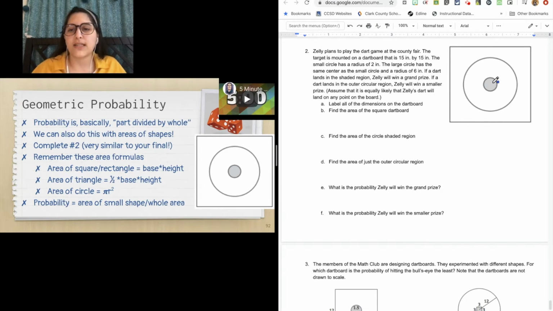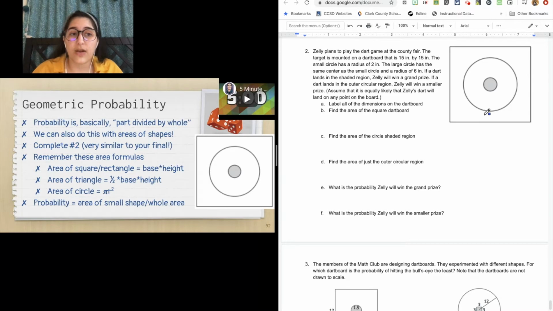If it lands in the larger circle, so inside this ring here, you get a smaller prize. And then obviously if it lands outside of the target, then you don't win anything. So let's go through these steps and see if we can calculate some of these probabilities.